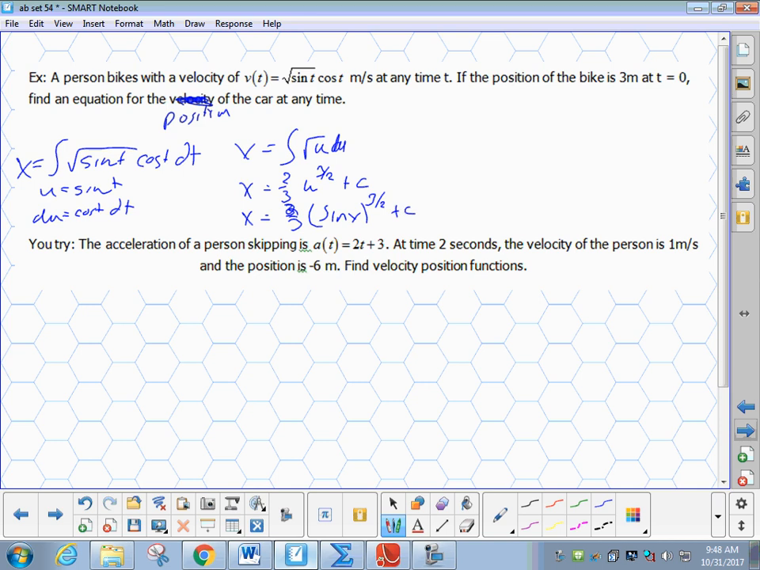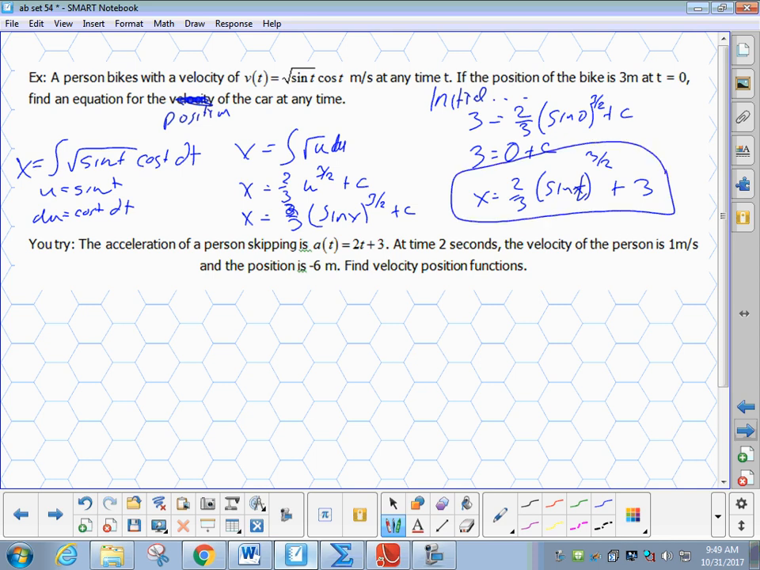How do I find the plus c? Use the initial condition. If I plug in the initial condition, then where does the 3 go? In for what? x of 0 equals 3, so 3 equals 2/3 sine of 0 to the 3 halves plus c. What is sine of 0? It is 0, yes? So x is 2/3 sine of t to the 3 halves plus 3.